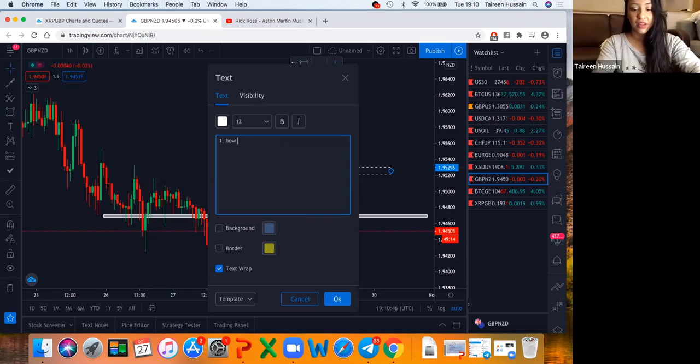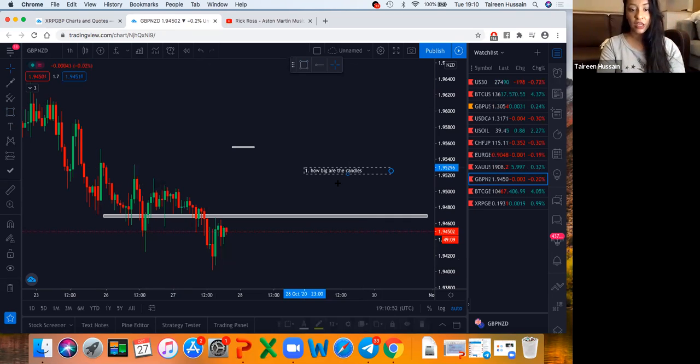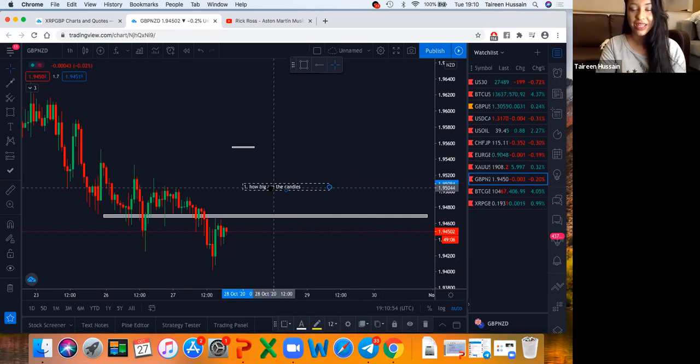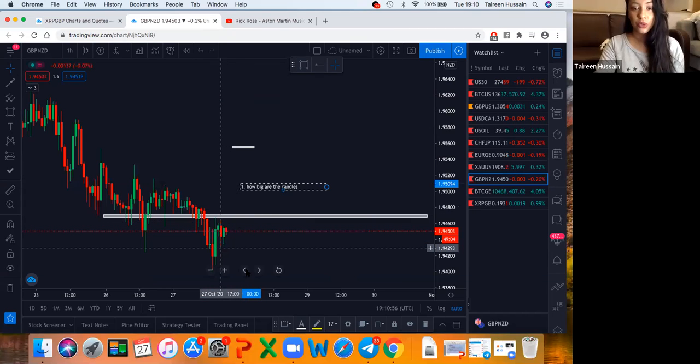How big are the candles, right? If you want to make it super easy, you just look at the candles and see how big they are. If there's a huge move going ahead, you can see that there's going to be a lot of movement. Now here, guys, in the last day, what's the date today?